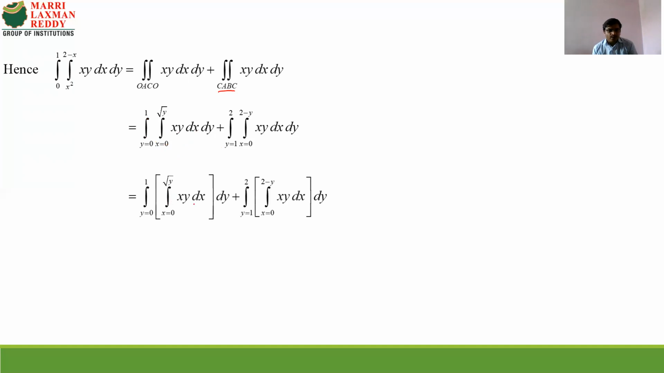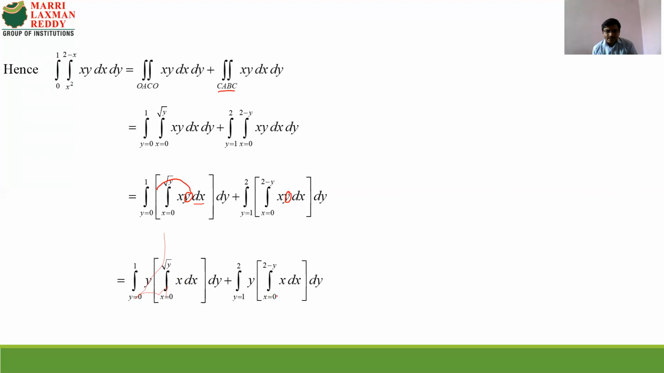Okay, so we know that whenever we are applying integration with respect to x, we have to consider this y as constant. And similarly here also we have to consider y as constant. So I want to take this y outside this integral. So it becomes integral x is equal to 0 to root y. When you take y outside, the remaining one is only x, so x into dx. In this second term also, we will get the same integral: integral x is equal to 0 to 2 minus y, x dx into dy.